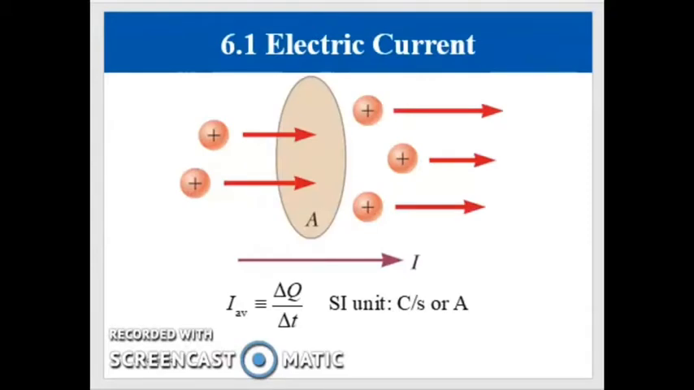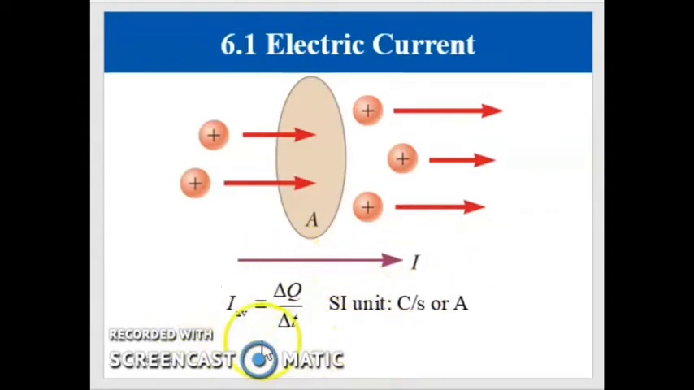In this figure, if you can see here, the positive charges are moving to the right, penetrating this area of A. These positive charges are moving perpendicular to the surface area of A, which could be the cross-sectional area of a wire. If you notice, this is the direction of current, moving in the same way as the moving charges.